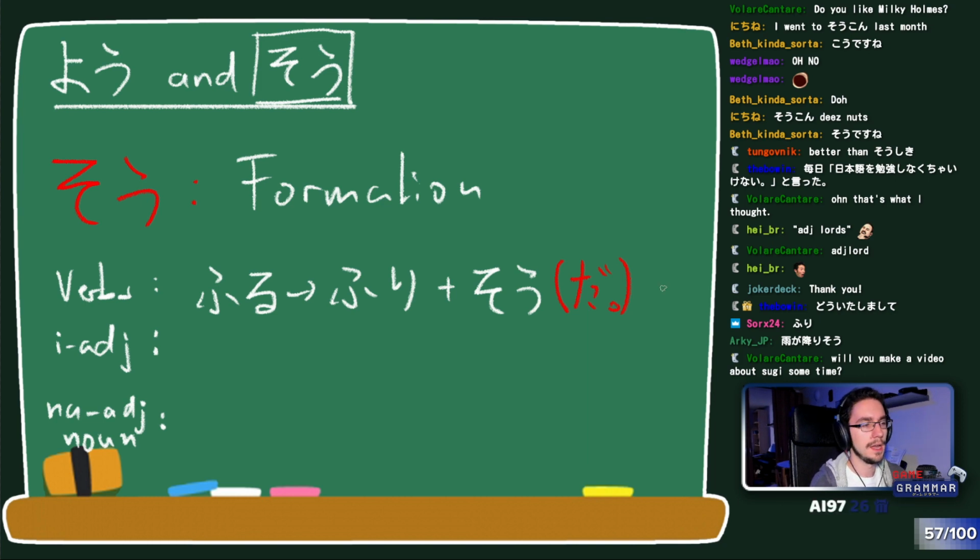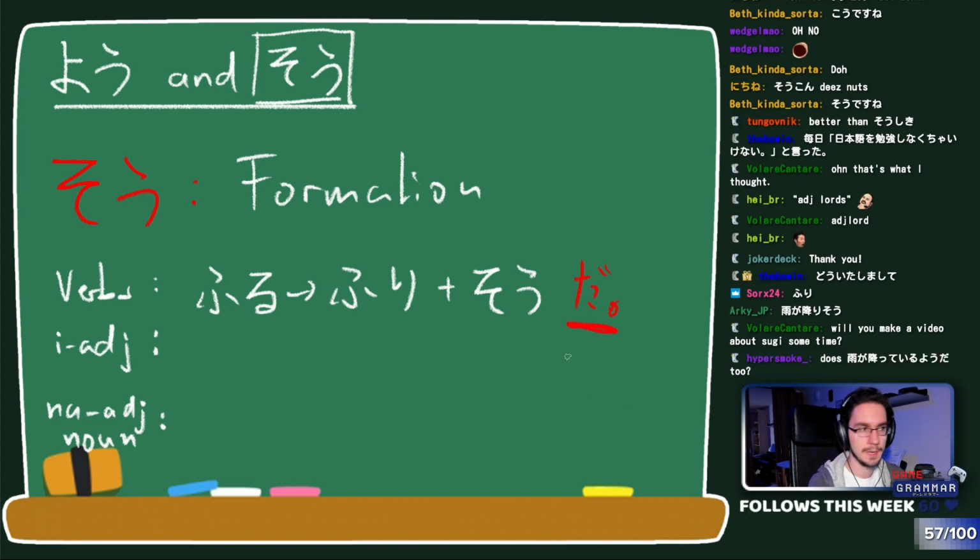Okay, furiso. That's basically it. And with da, it's sort of the standard effect that the copula has, where now it's more of a declarative statement. It can sound a little bit stronger or more certain. It can also sound a little bit more masculine. It all depends, but it's the general nuances that da has, and this the same. Ame ga furisou desu. It seems like it will rain. Okay, it's essentially the same.